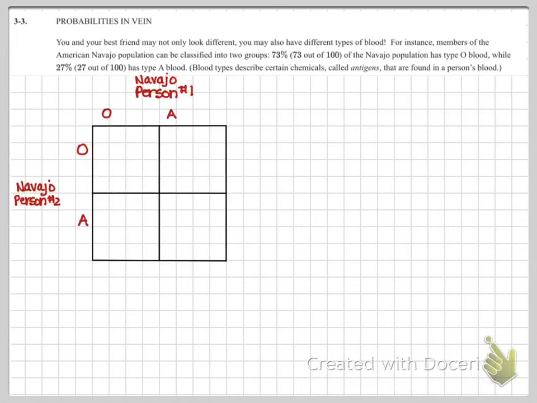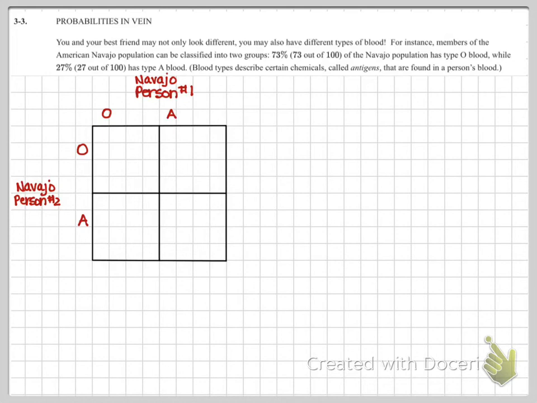So this problem is specifically about the Navajo Nation. So if we go through our population and we take a look at this, basically they're classified into two different groups. You're either going to be type O or type A. So I went through and I know that we're comparing two people, so I've got person number 1 and person number 2. I've got the two different things that they could be. Now, I don't want to fill anything inside the box until I know what that is, but I do know what the probabilities are that belong on the outside of the box.